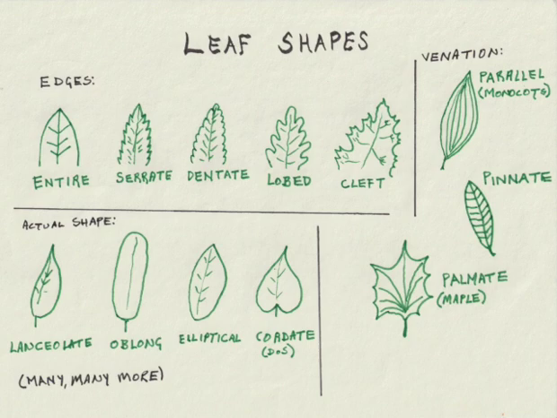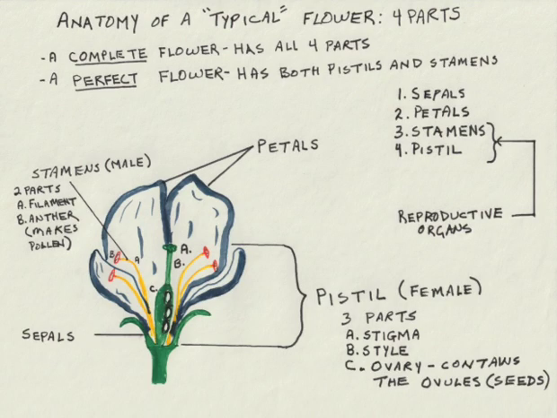But let's move on to the reproductive parts of a plant, and that's the flowers, the fruits, and the seeds. And if you're identifying plants in the spring or the fall, the flowers are going to be the obviously prominent structure on that plant. They'll be the ones that will catch your eye first. And there are two types of flowers. There are complete flowers, which have all 4 flower parts that we're going to talk about in just a second. And there are perfect flowers, which have both pistils and stamens, or male and female parts.